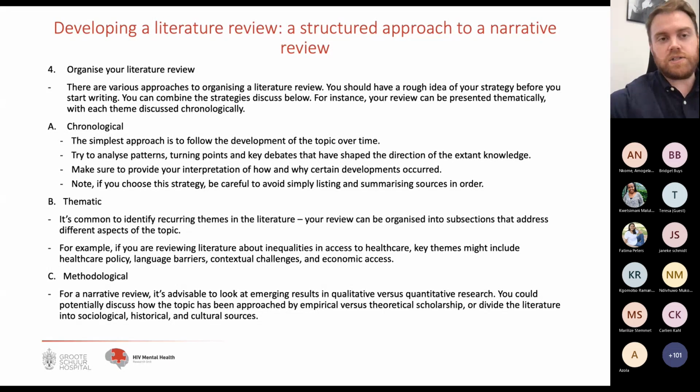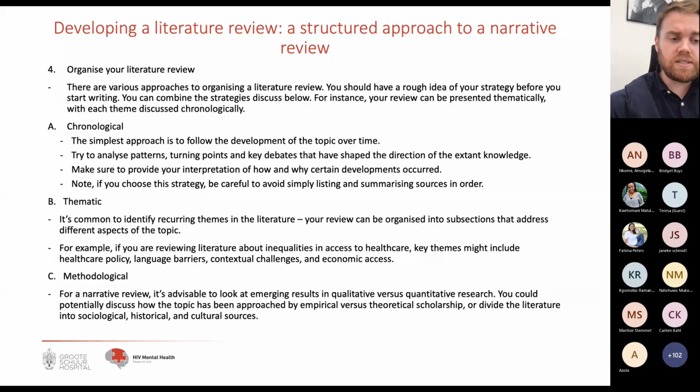The second way to organize a literature review is using themes. So it's common to identify recurring themes in the literature. Your review can be organized into subsections according to different aspects of your topic. So let's say we're talking about inequalities in access to healthcare. We know that healthcare policy, language barriers, contextual challenges, economic access, there's a lot of information on that. So rather than just having a hodgepodge of different studies talking about all these things intertwined, you break them into different sections that flow with a golden thread in between, by presenting and reviewing them in this thematic order.